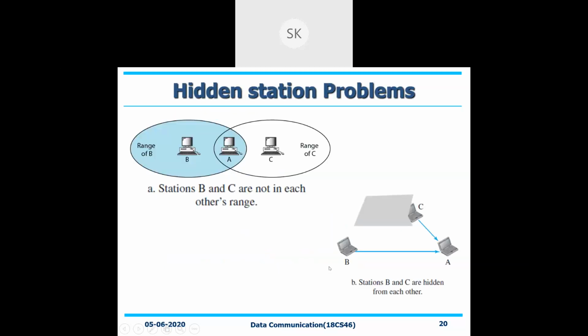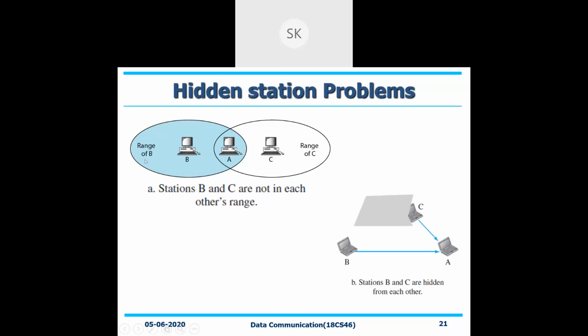What is this hidden problem or hidden station problem? Very simple thing. There are certain stations communicating with each other. There is no physical connection between the systems. B is there, A is there, C is there. There are two ranges: one range with respect to B, and one more range with respect to C. But station A is common to B as well as C. B and C are not in each other's range.